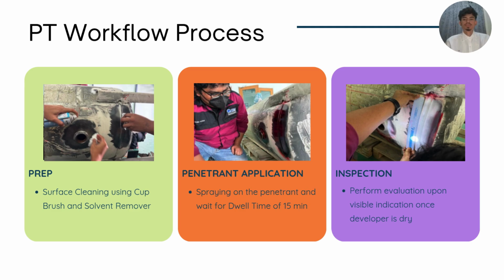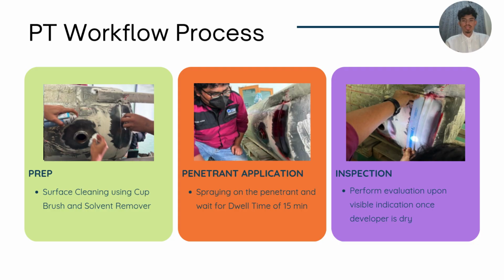So this is the PT workflow process. For the preparation, you need to do surface cleaning using a cut brush to remove the old paint. After you remove it, we use a solvent remover to remove the dust or the oil. After that, we do the penetrant application.